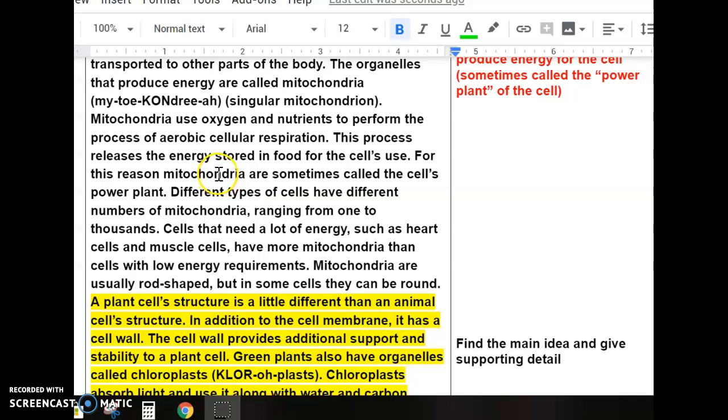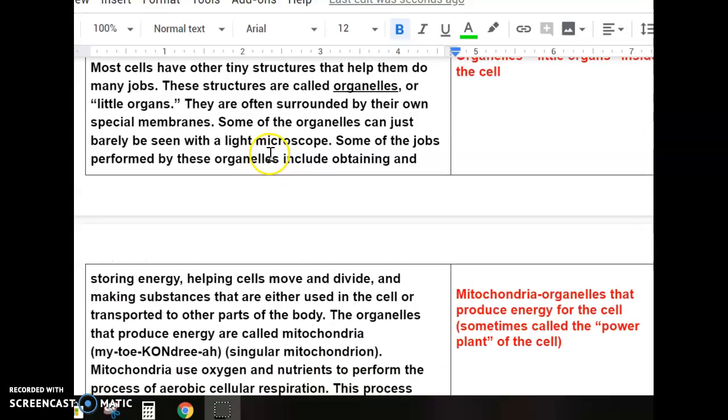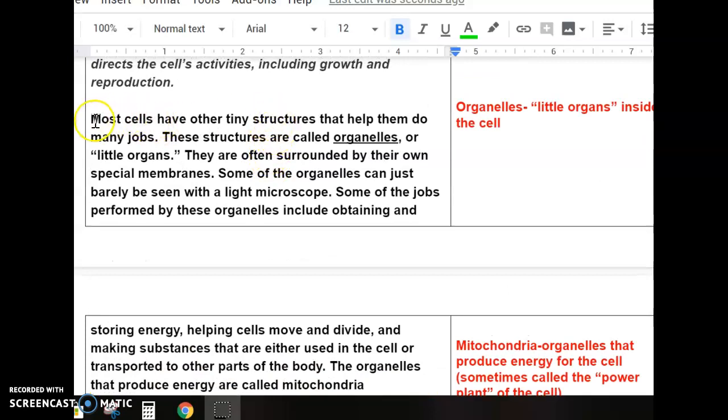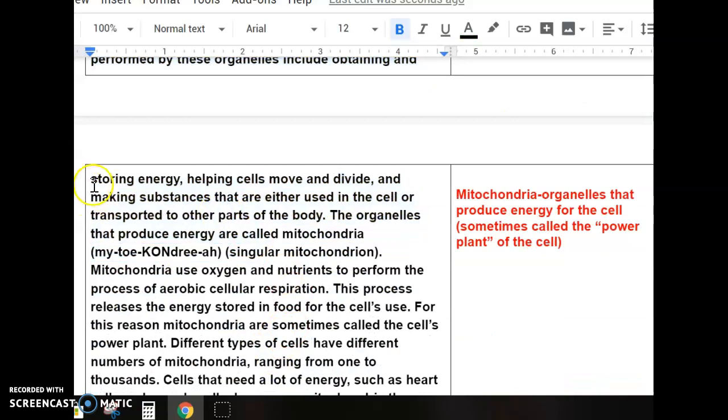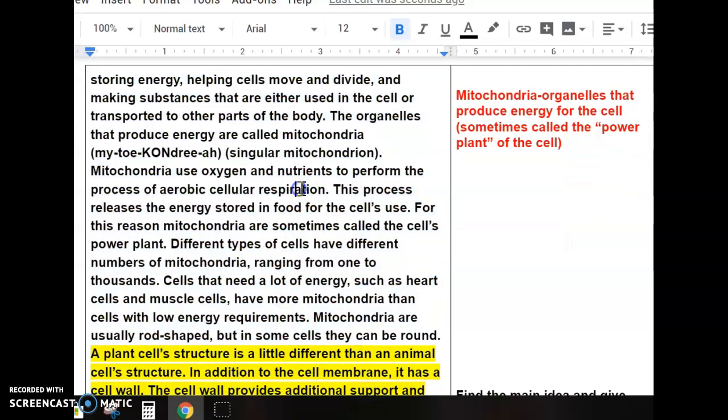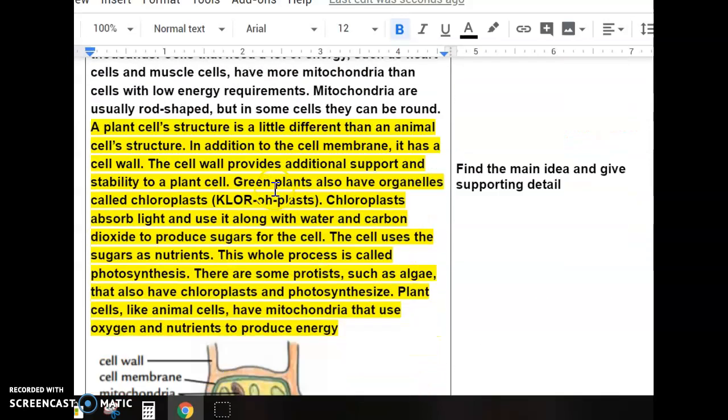So if you were in my group on Friday, we read this whole section here about organelles and mitochondria, which if you have not read that section, you're going to want to do that first. I'm actually going to jump into this section right here that's highlighted in yellow, and we're going to practice taking notes and pulling out important information about these parts of a cell.